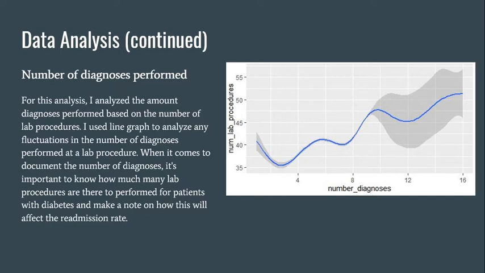For example, the number of diagnoses has a range of around 36 to 38, and then it increases and then decreases, and then it just gets higher. So the number of diagnoses performed has just a slight fluctuation.